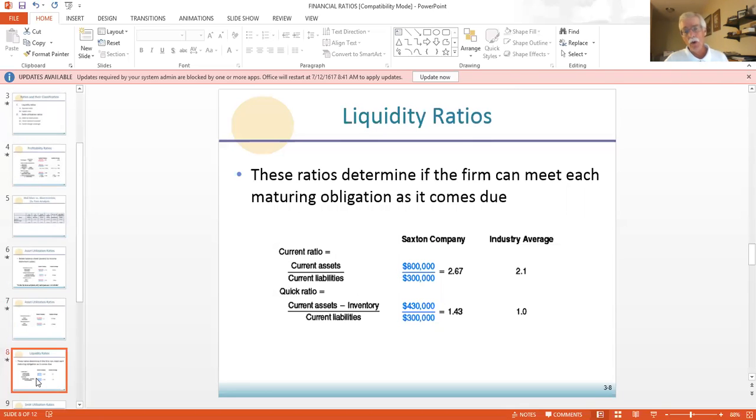The quick ratio or acid test is the same approach on measuring current assets versus current liabilities. It's just that you subtract from current assets the inventory balance.